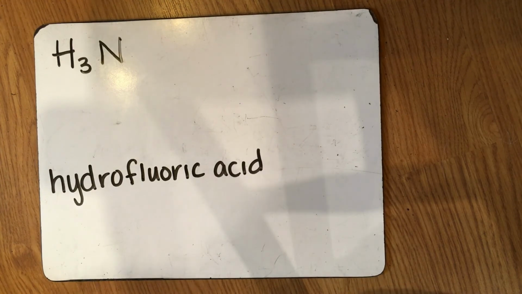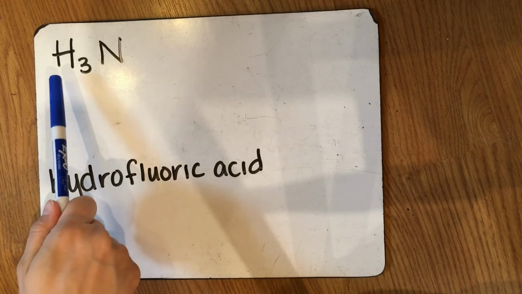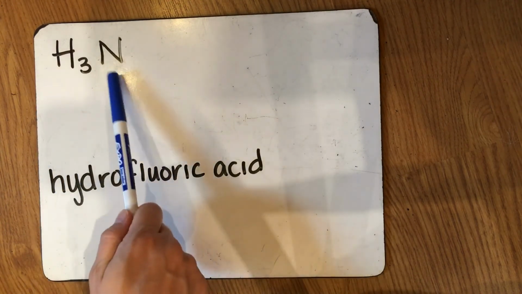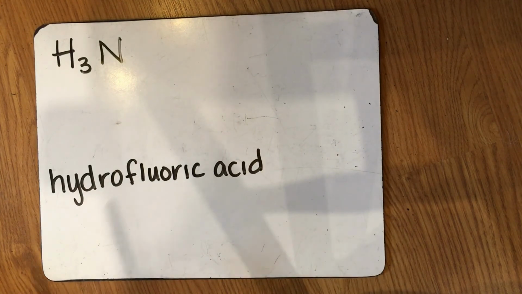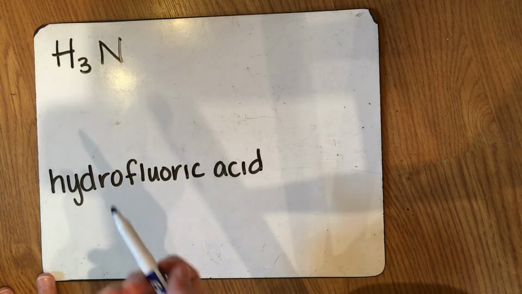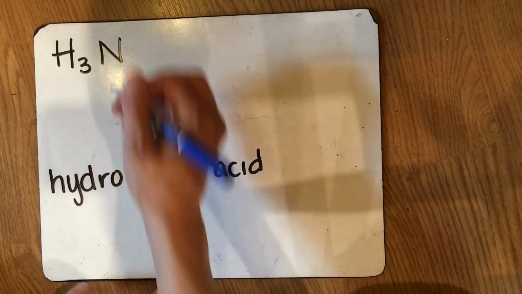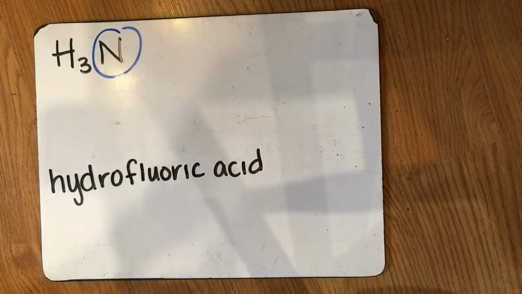When we're naming acids without oxygen, we will always have hydrogen as our cation, and then we'll have some sort of anion. Usually it'll be a single element. So because hydrogen is always the cation, we don't name it in acids. We just look at the anion. In this case, our anion is nitrogen.